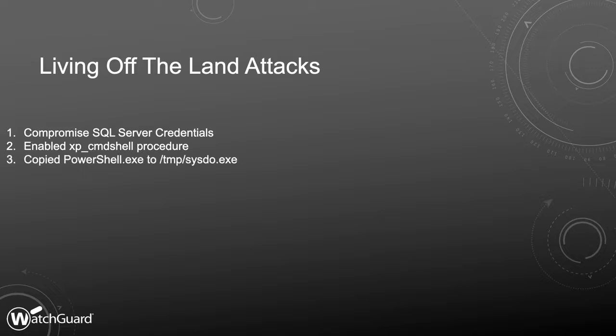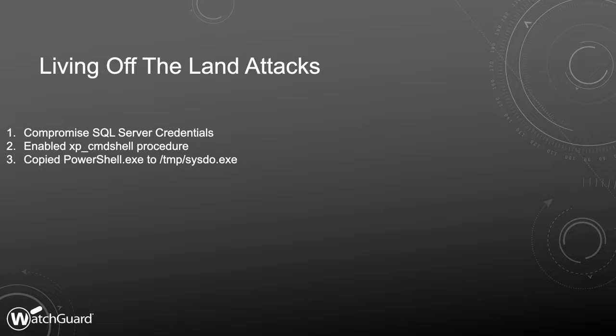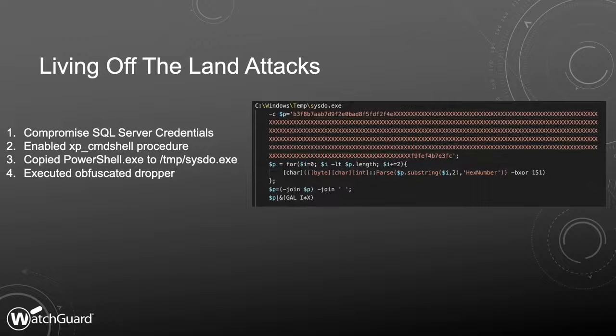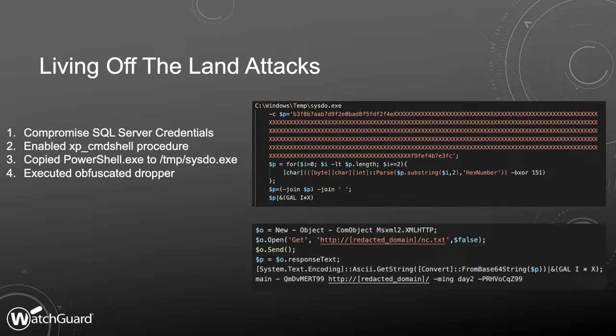Then using that access, they copied PowerShell.exe to the temp directory as a form of evasion. Maybe that you had an endpoint protection suite that was looking for PowerShell running on a SQL server as a potential red flag. Then they used PowerShell to download this obfuscated dropper, which when we de-obfuscate it, you can see it's pretty simple what it's doing. It sends out a GET request and downloads this text file, nc.txt. It decodes it, and then it executes it on the host.